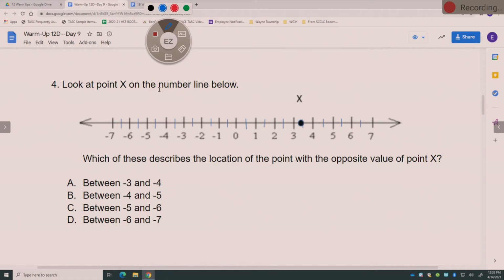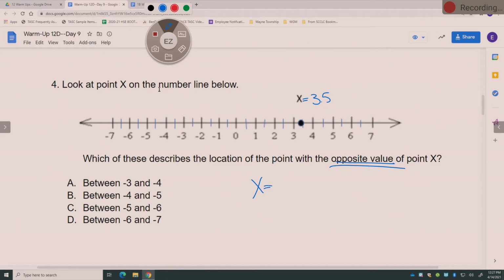Number 4, we got a number line. Point X on the number line right now is between 3 and 4. It's a little bit off, but that's picture error rather than measurement. So we're going to say that X right now is at 3.5. Which of these describes the location of the point with the opposite value of point X?